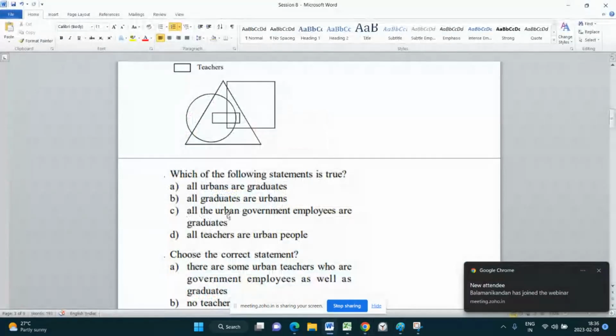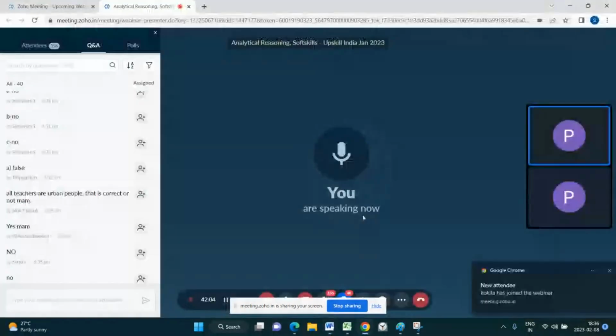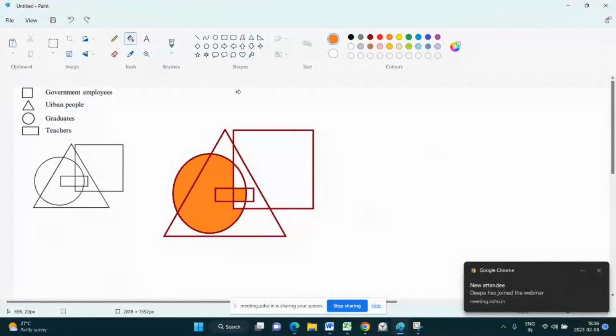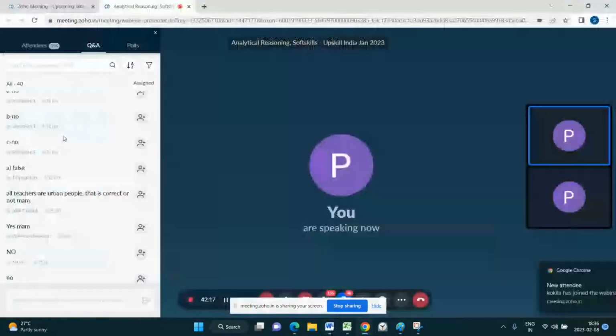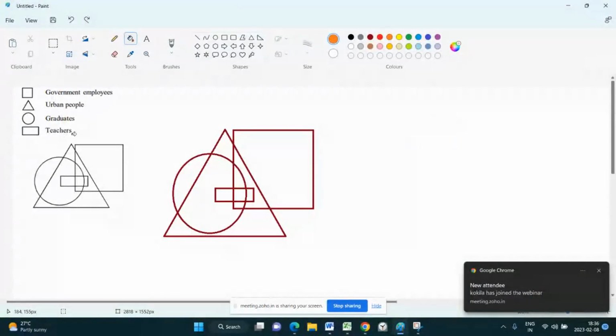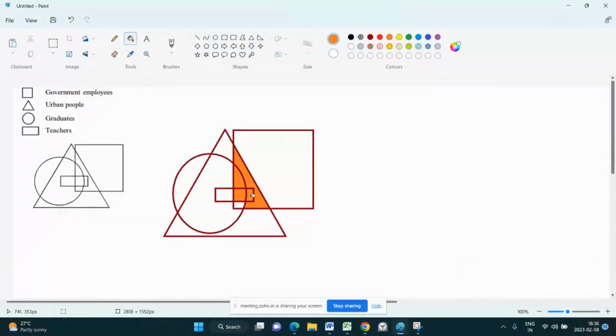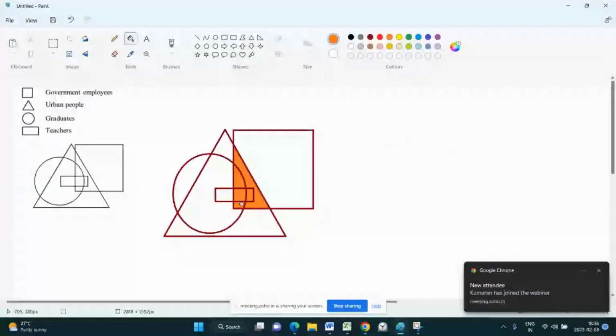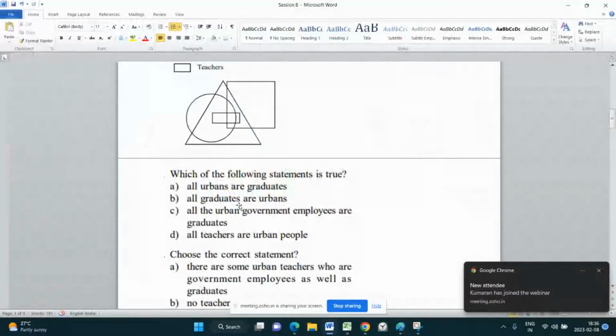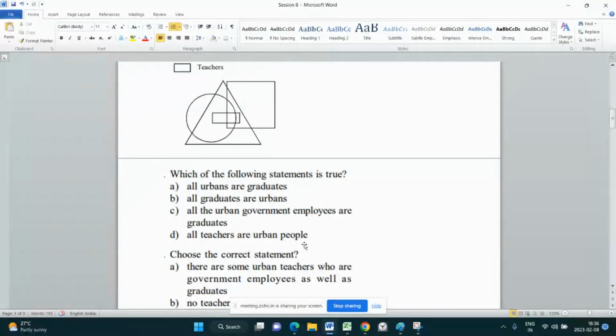Third, all the urban government employees are graduates. All the urban government employees. Now again, I will go back here. All urban government employees are graduates. I want to see urban and government employees. This is government and this is urban. So all urban government employees are here. Are they all graduates? No. So let us see the fourth one. I think Abdul Raja has already found out all teachers are urban people.